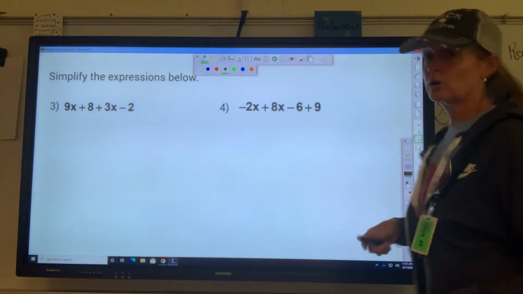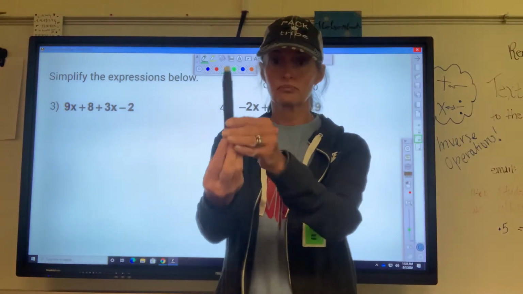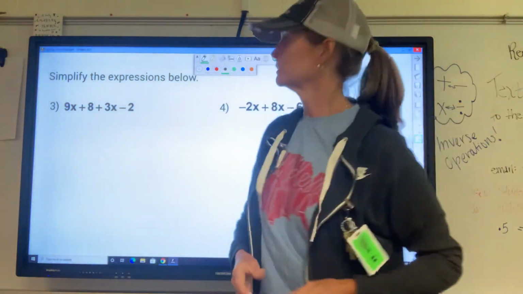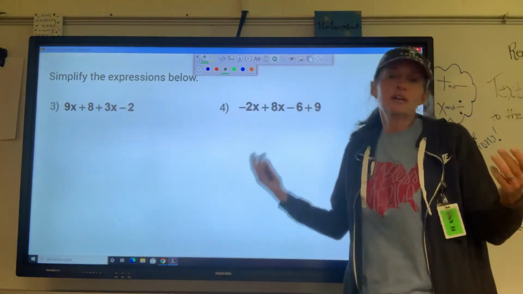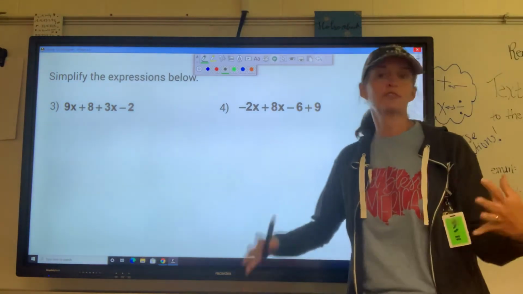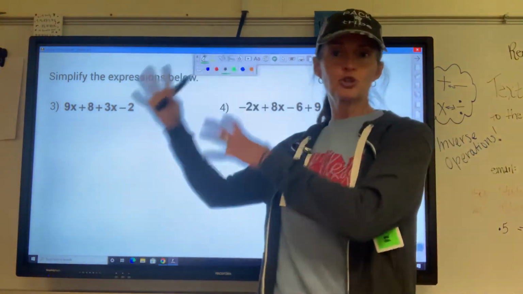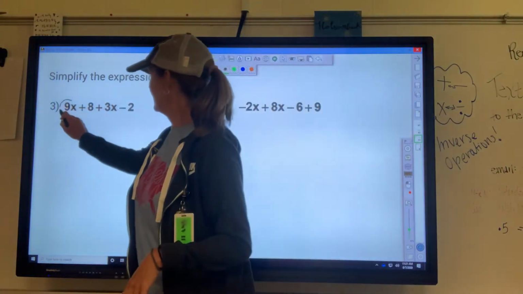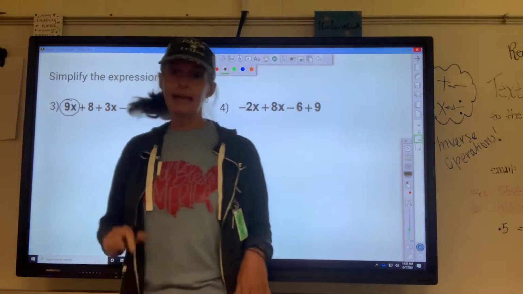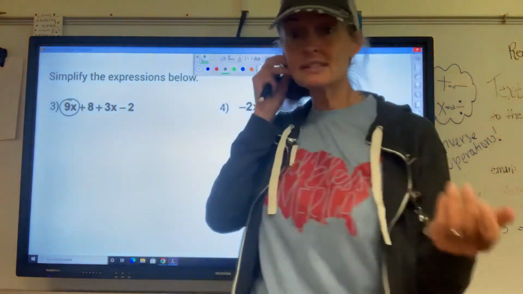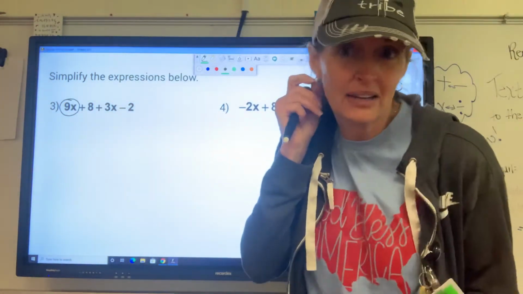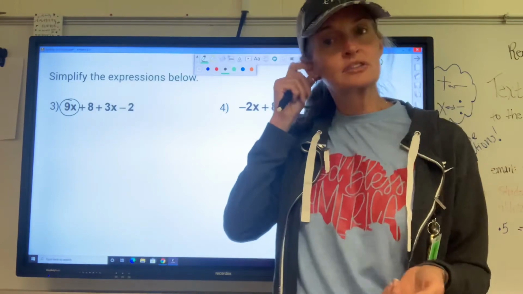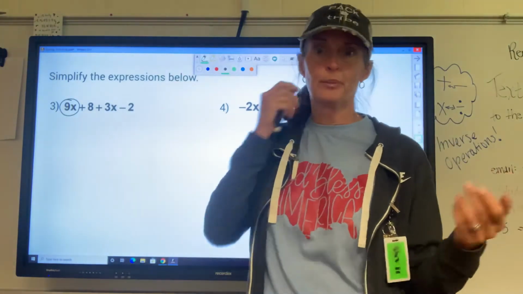All right, so let's use our handy dandy combiner here. And I start with the first term. I always circle the first term and then I go circle all the other ones that look like it. So if I circle the first term and it is a 9x. Now I know all these letters are X. They don't have to be, it could be any letter in the alphabet. X just seems to be the most normal one.